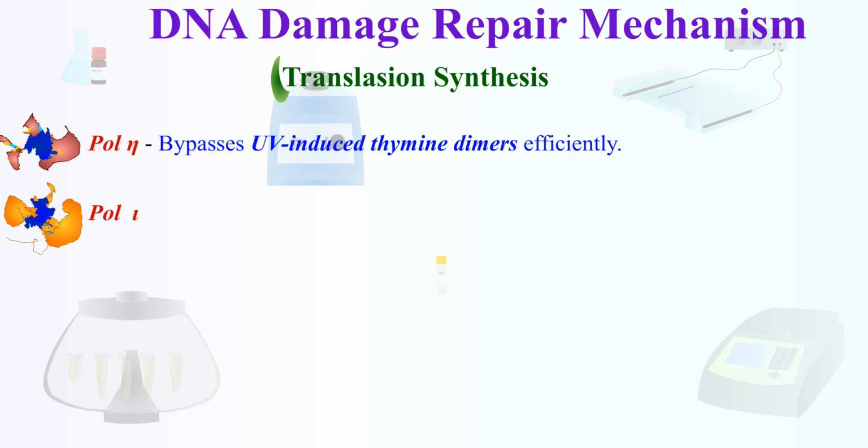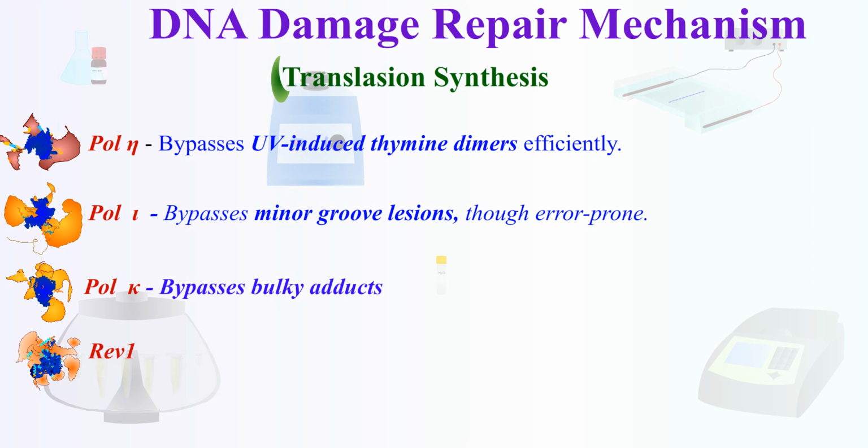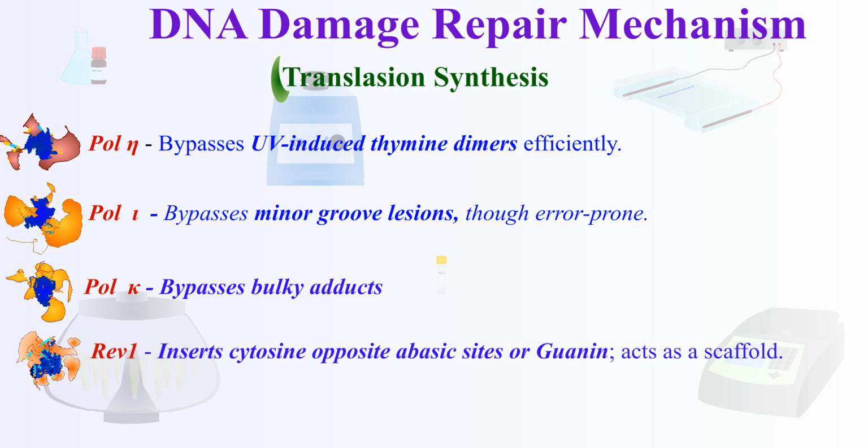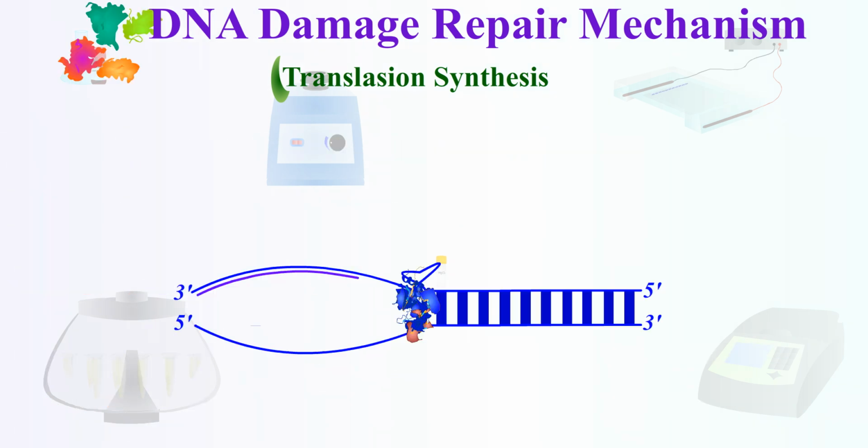Two, Pol iota bypasses minor groove lesions, though error-prone. Three, Pol kappa bypasses bulky adducts. Four, Rev1 inserts cytosine opposite abasic sites, or G, and acts as a scaffold. Five, Pol zeta extends synthesis beyond the lesion after insertion by other TLS polymerases.